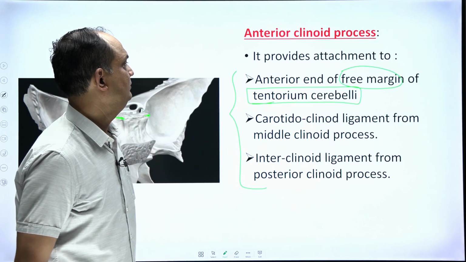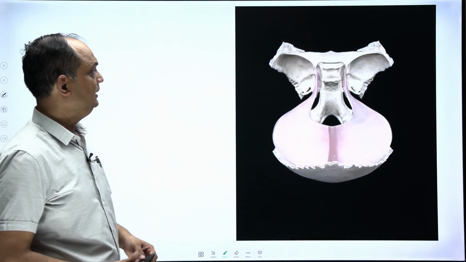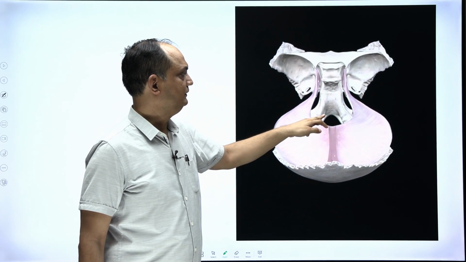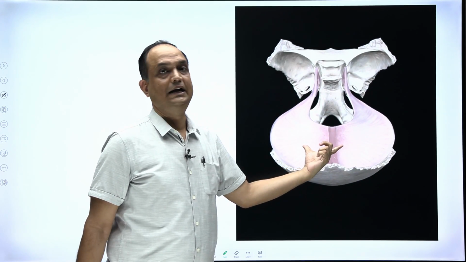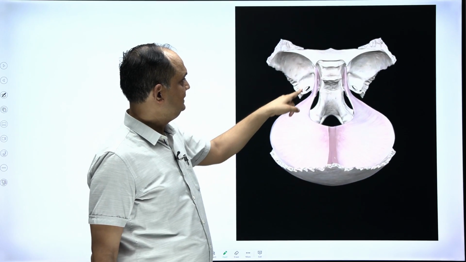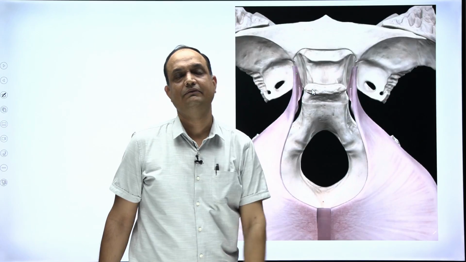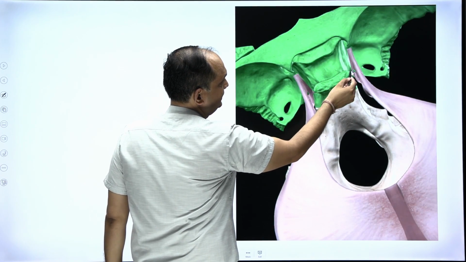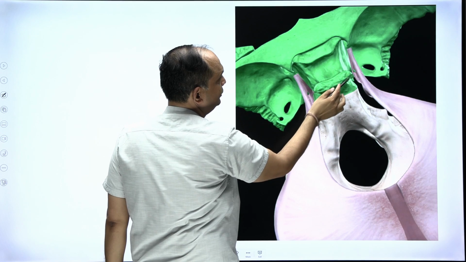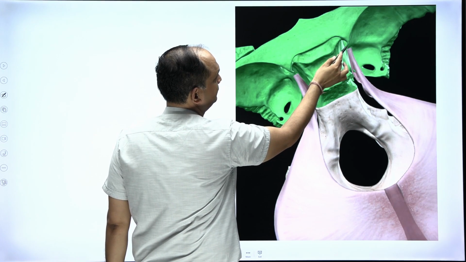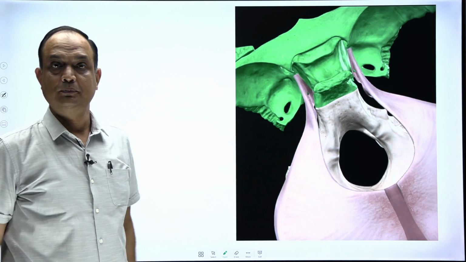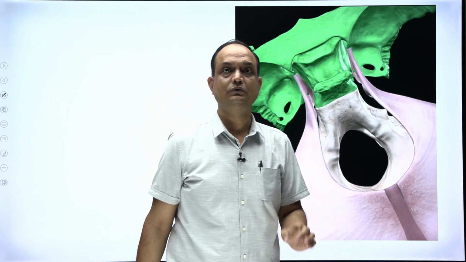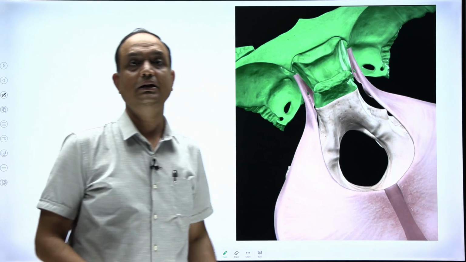How the tentorium is attached, we will see in this video clip. Here you can see the three different components: the sphenoid bone, the occipital bone, and the right and left tentorium cerebelli. You can see that this is the anterior margin, which has attachment on the anterior clinoid process, and apart from that there is an interclinoid ligament, which connects the posterior clinoid process to the anterior clinoid process. So this is how the anterior clinoid process provides attachment to the anterior free margin of the tentorium cerebelli.